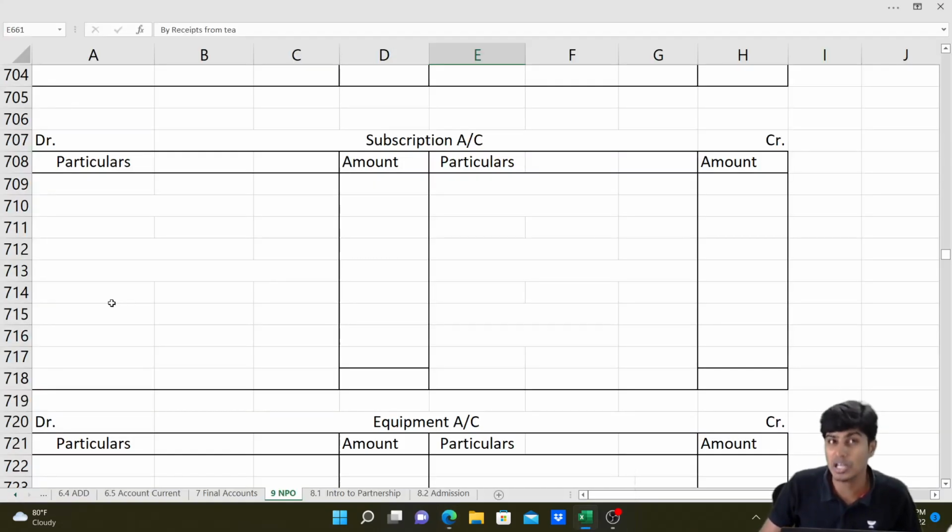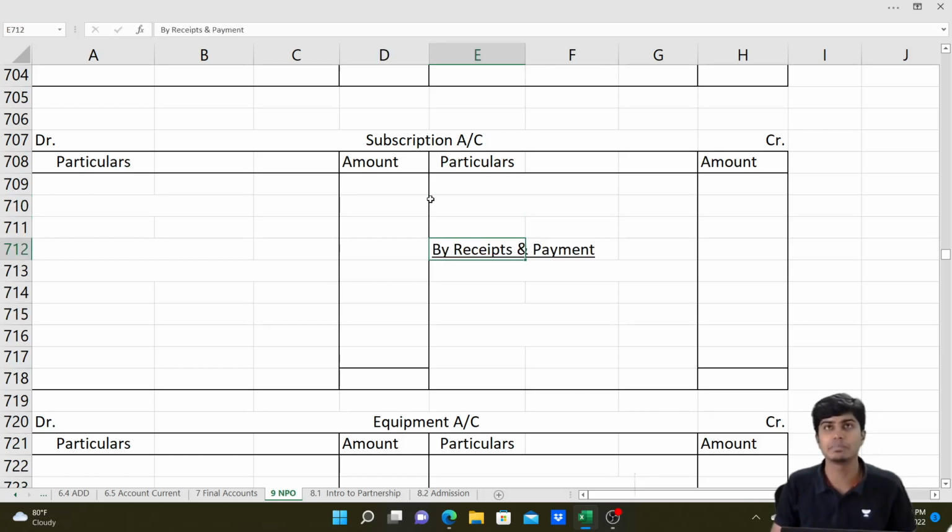So in my subscription account, can I write "by receipts and payment"? I think that's the right one. I'll write by receipts and payment. How much is the amount received? 2600 is what is received. You have received 2600. You get that?